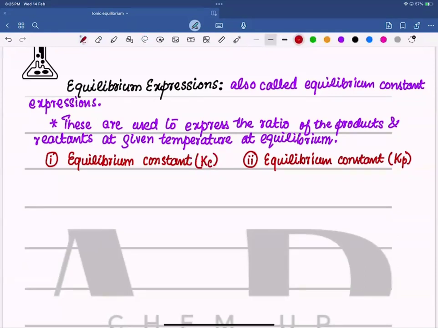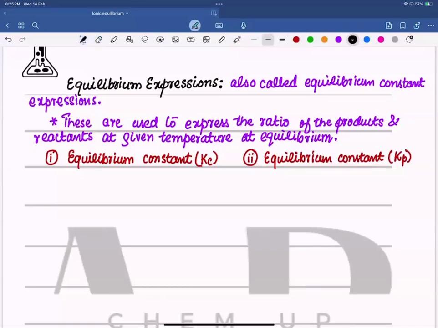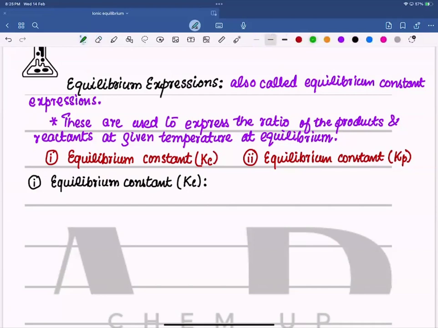Okay. So first we are going to discuss the equilibrium constant, Kc. So here the C, which is written in the subscript, basically refers to the concentrations of reactants and products at equilibrium. So it means we will discuss the concentrations at equilibrium only, okay?